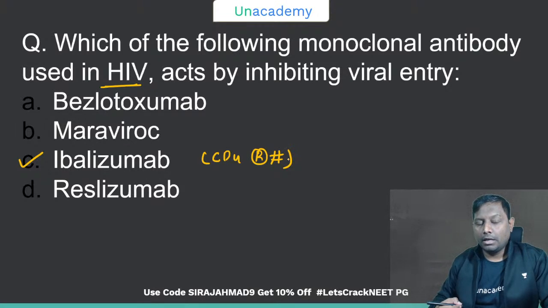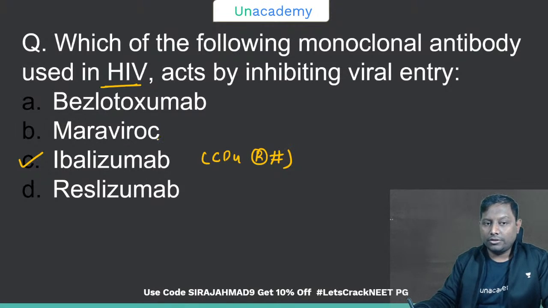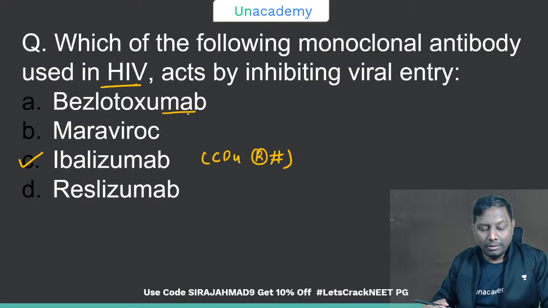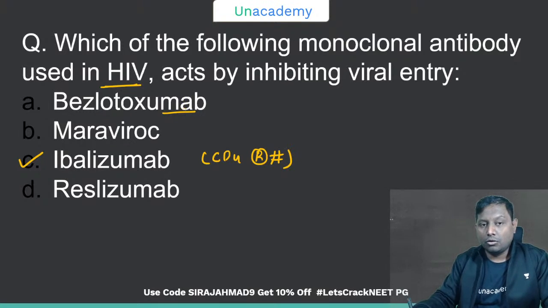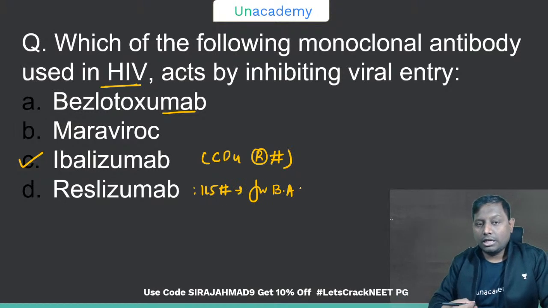Guys, first of all, remember all the monoclonal antibodies end with the mab. So Bezlotoxumab is a monoclonal antibody, but Maraviroc is not a monoclonal antibody. Then you are having Reslizumab. As I told you in the previous question as well, Mepolizumab and Reslizumab are interleukin 5 antagonists that can be used for bronchial asthma.